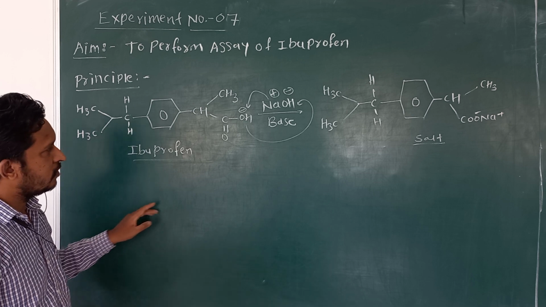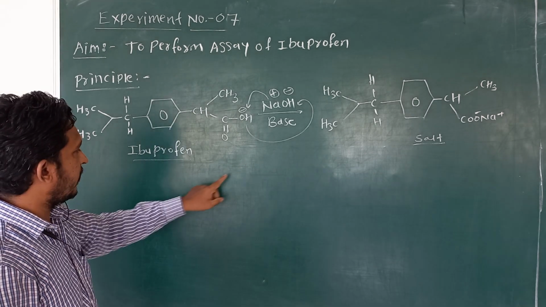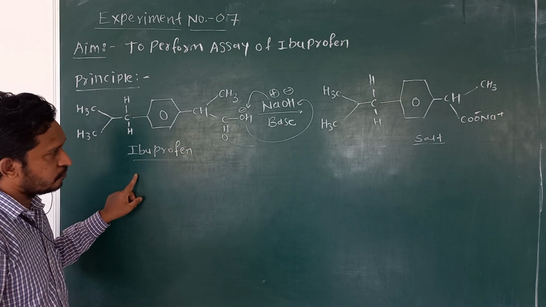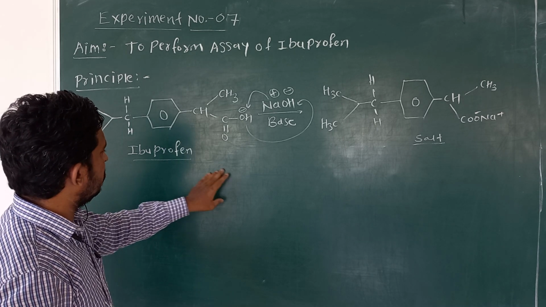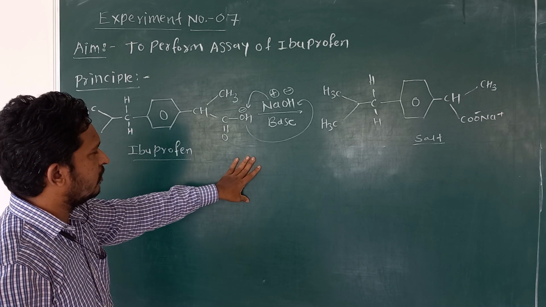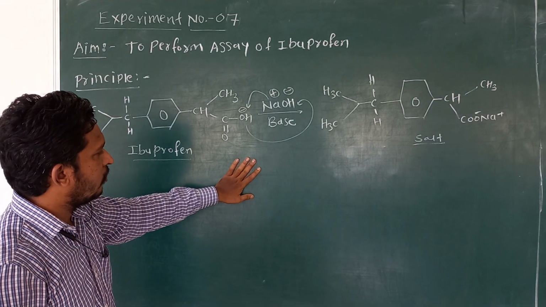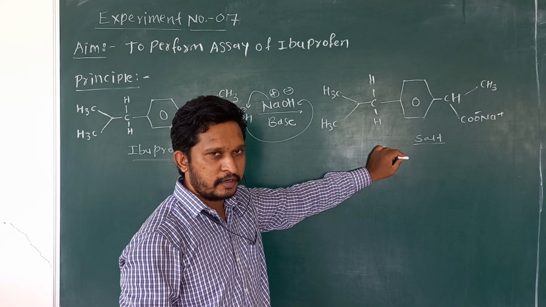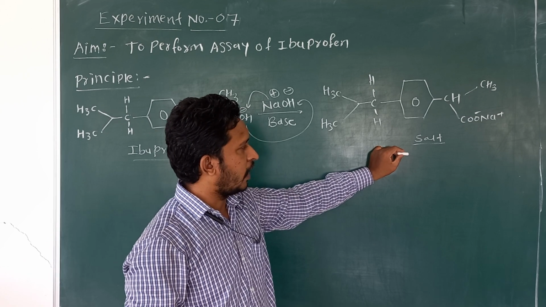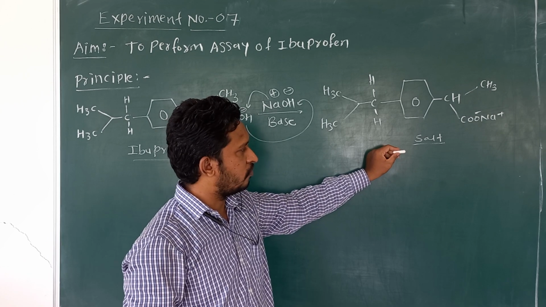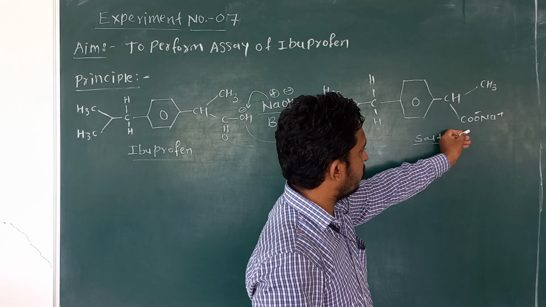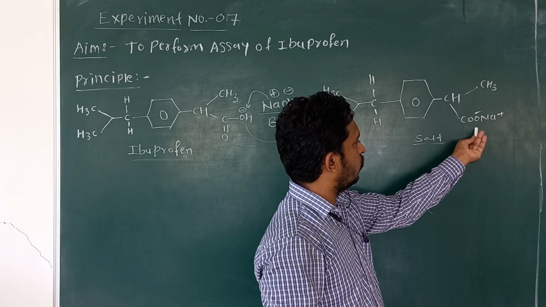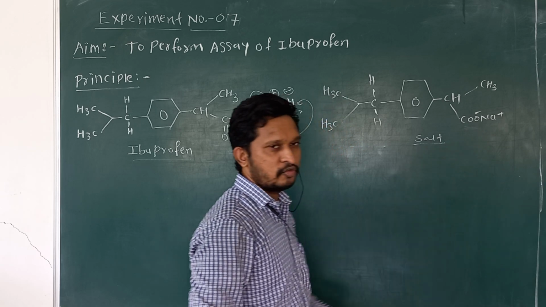In that we are using a strong base, that is NaOH, to titrate the aryl acetic acid, that is ibuprofen, which is a weak acid. After the reaction of ibuprofen with the strong base by the acid base reaction, we get the end point. At the end point there is the formation of the salt of ibuprofen, in which Na positive is attached to the negatively charged COO. So there is a formation of salt.